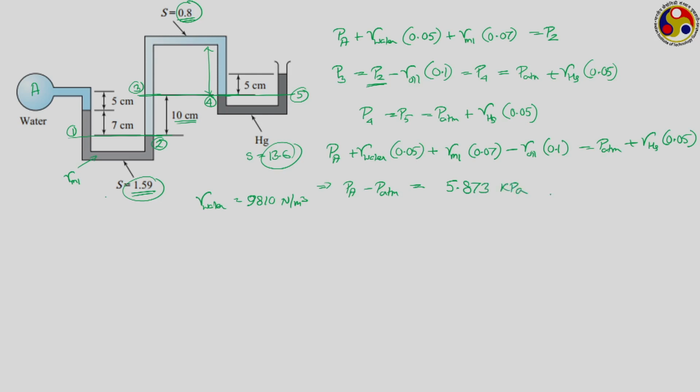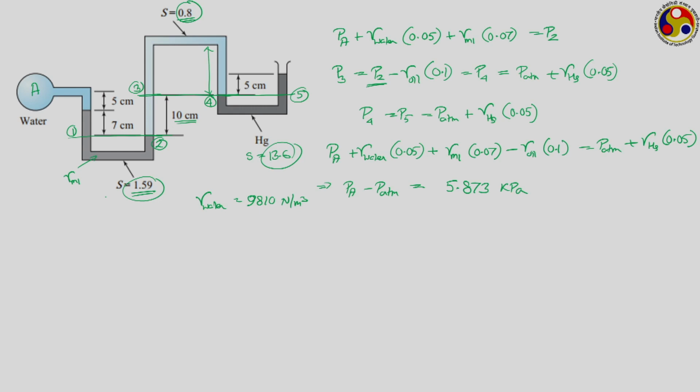kilopascal. Be careful about the unit, because you have put everything in SI units, and so the output that you are going to get is actually coming in terms of Pascal. So, you can continue to be in terms of Pascal, or you can represent this one in kilopascal or megapascal as per your convenience or as per the need of the situation.